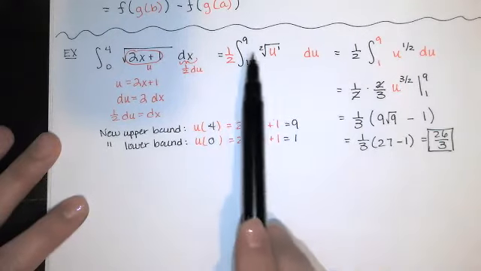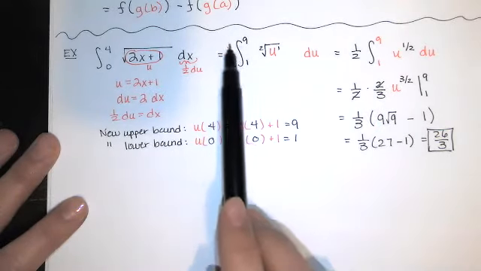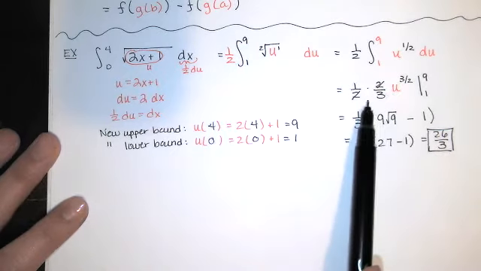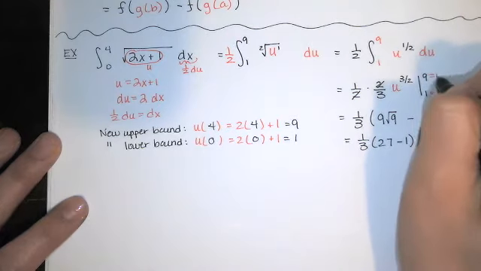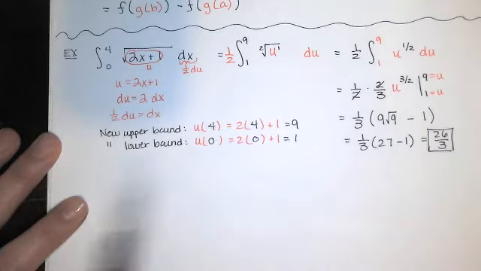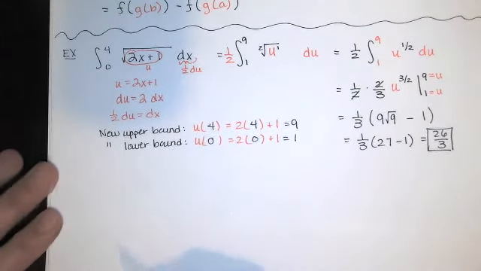Now this time, because we've substituted the bounds, we don't have to back substitute. U goes from 1 to 9. So you antidifferentiate here, and then you evaluate from u equals 1 to u equals 9 using the fundamental theorem, plug in 9, plug in 1, and subtract, and that's your answer. No need to back substitute with definite integrals.